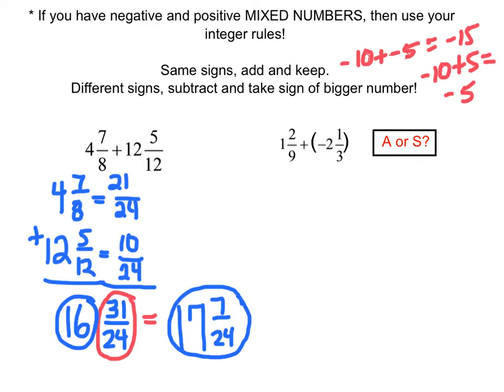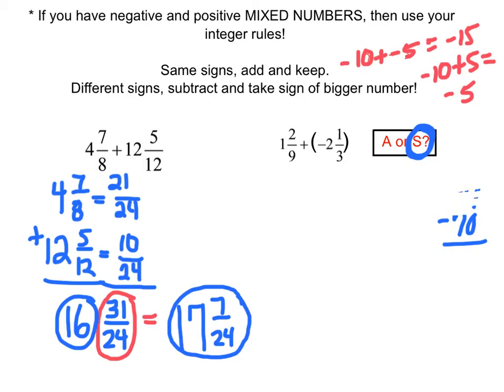All right, let's take a look at the second problem. We have 1 2/9 plus negative 2 1/3. So first off, this is an addition problem. You're adding a positive and a negative number. So since the signs are different, in this problem we are going to subtract. Now, think about how we do subtraction though. We always put the bigger number on top. So if we were going to do 99 minus 70, that would be the correct order. We wouldn't put the 70 on top if we're going to subtract.